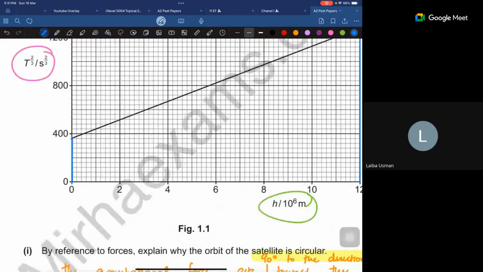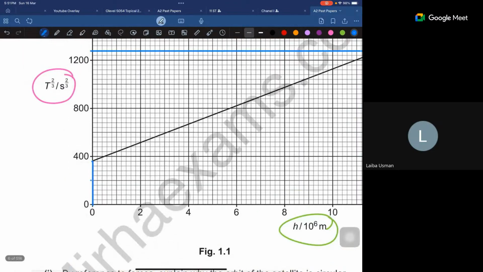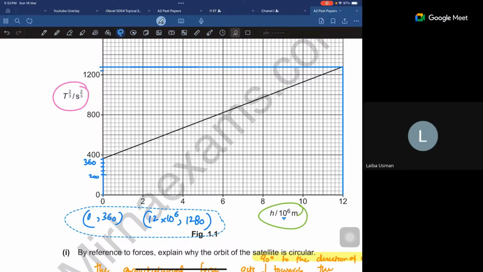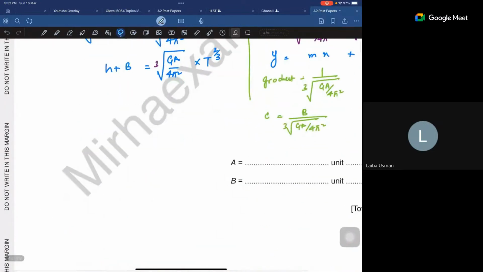So then what you gotta do? Let's read it out. If this is 200, then that would be 240, 280, 320, 360. And so the first point is 0 and 360. And the other point is 12 into 10 raised to the power 6. And this is going to be 1240, 1280. That would be our gradient. Let's take these points to the other point here.